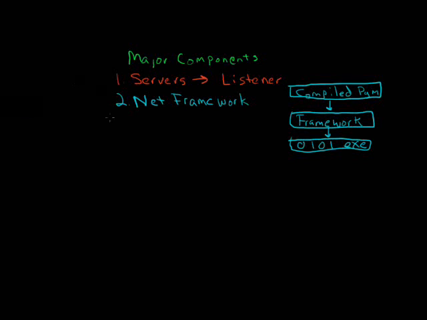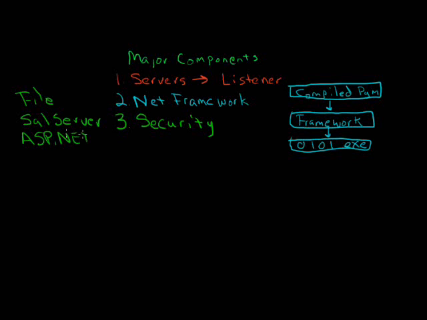Third component is security. And security can cause you a lot of problems because there are a lot of different levels. There's file level, there's SQL Server level, and then there's also ASP.NET level of security. And we'll delve into those different levels and separate them out so that they won't be so confusing for you.